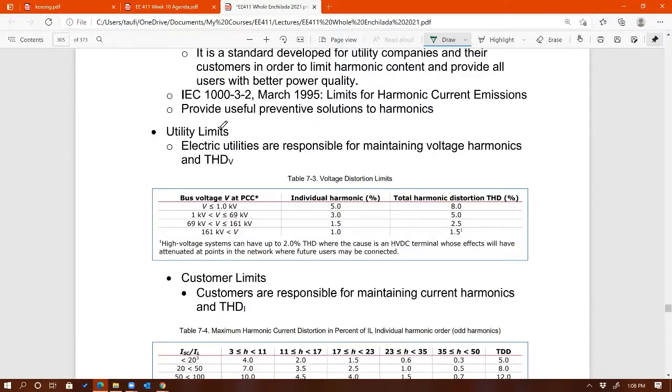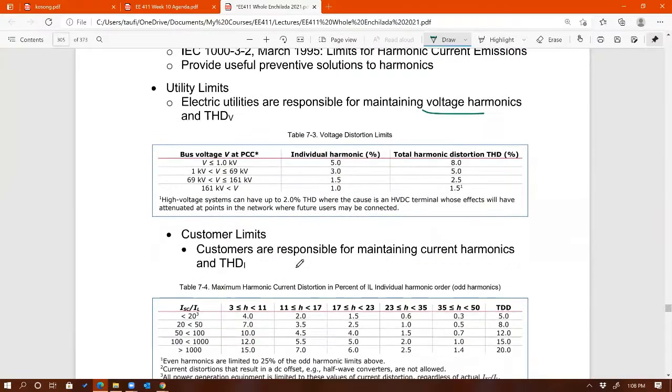Bottom line is harmonic level is the responsibility of both the utility side and the customer side. The utility side is mainly responsible for the voltage, because they're the ones providing the voltage, right? Customers, we're the ones drawing the currents. So therefore, the customer side is responsible for maintaining current harmonics, right? So electric utility companies are responsible for maintaining voltage harmonics in terms of THD. We'll talk more about THD, whereas customers are responsible for maintaining current harmonics.